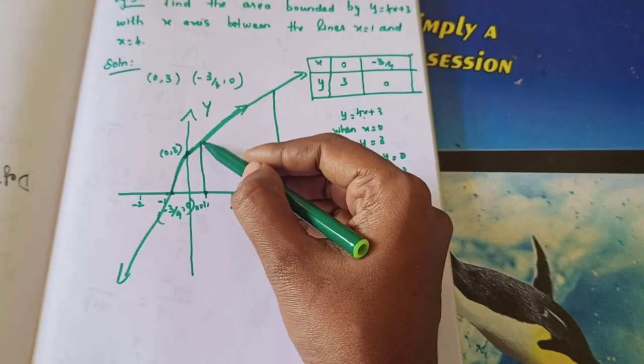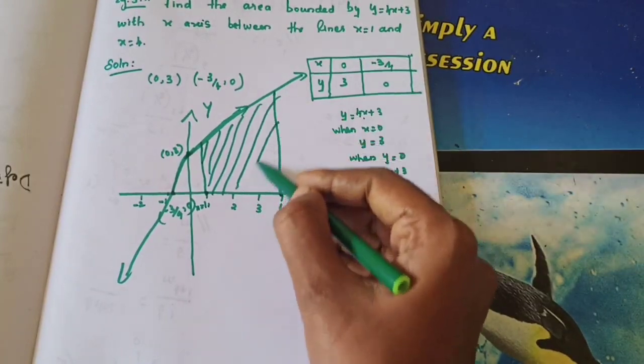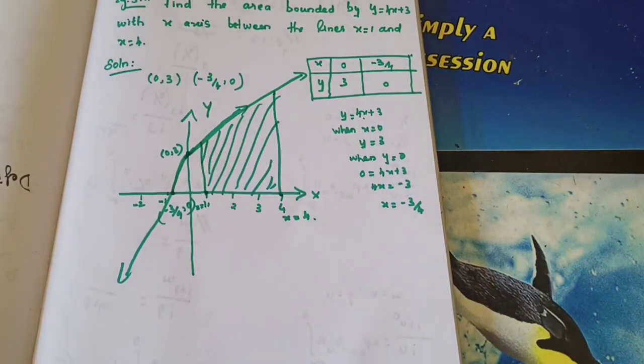Okay. Now this is the area. This is the area bounded by the curve. This area only you need to find. Got it? Understand? Then solving it will be very easy. When drawing the curve, you will feel somewhat difficult.